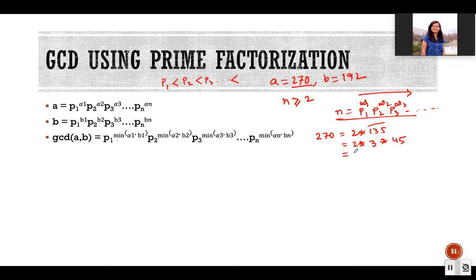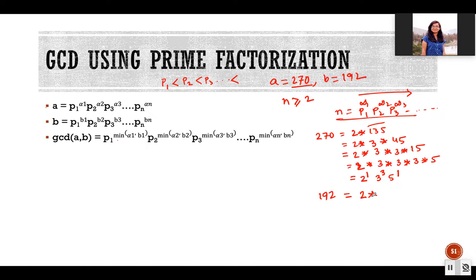So again I can divide 45 by 3, and I can write it like that: 2 times 3 times 3 times, and again I am going to divide 15 by 3. So that is my prime factorization of 270, because 5 is a prime number. This is the same as 2 to the power 1, 3 to the power 3, and 5 to the power 1.